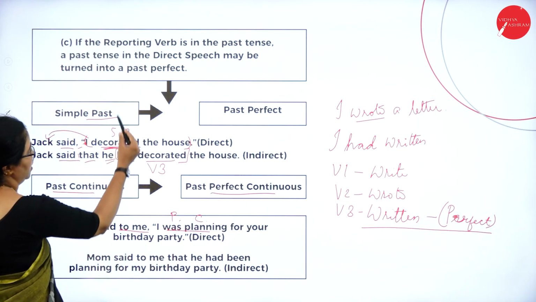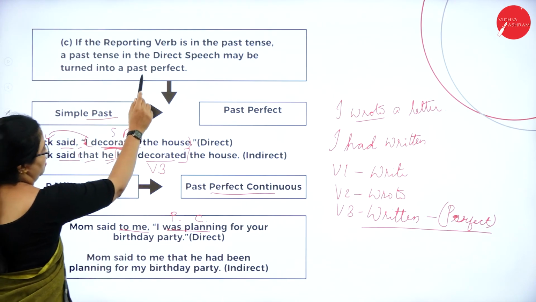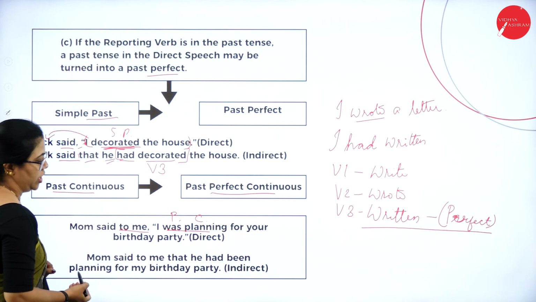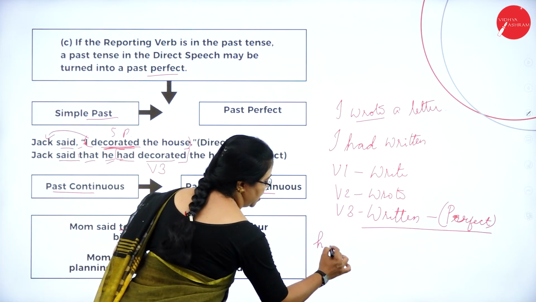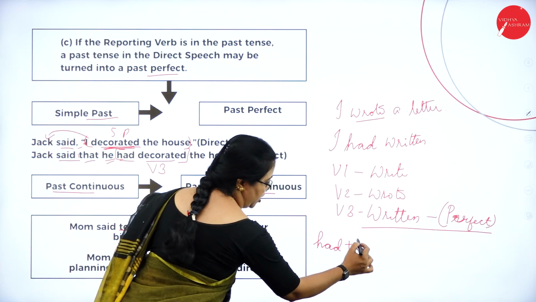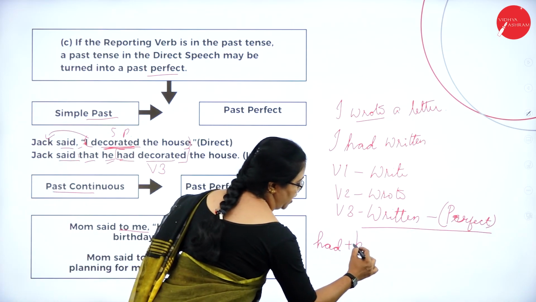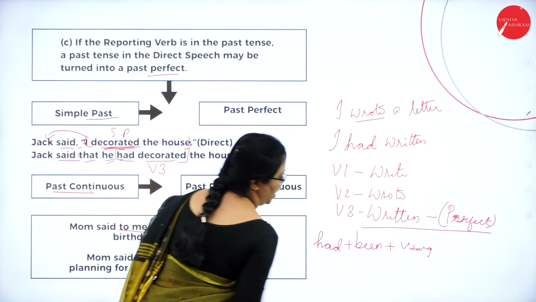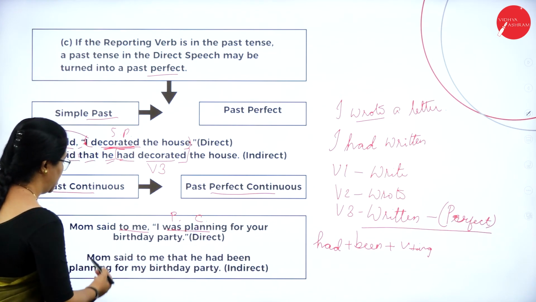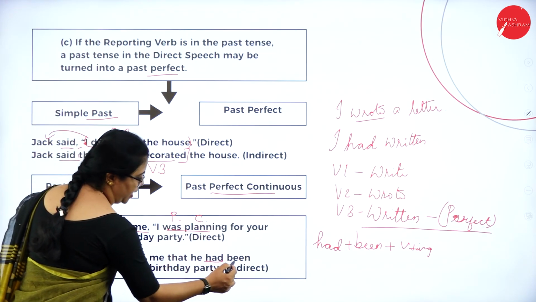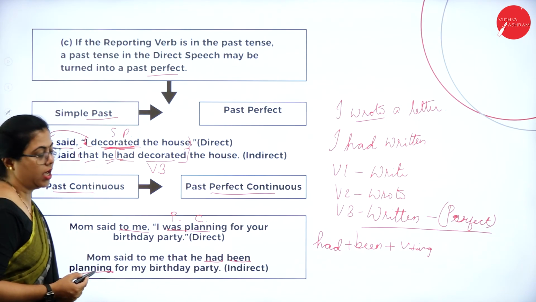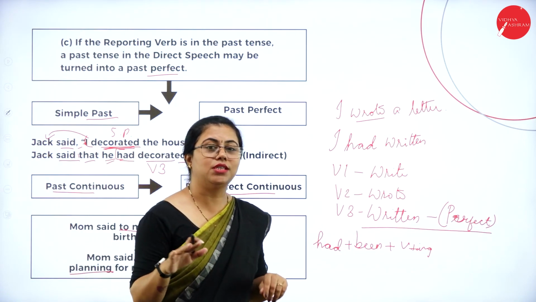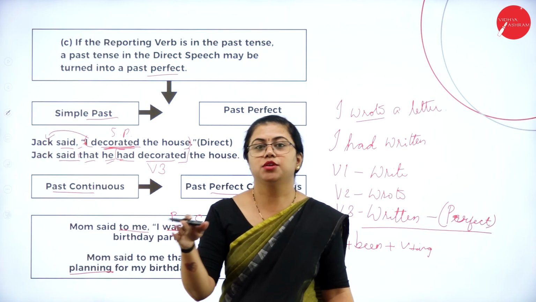So because you are changing it, whatever is there in past tense will change to perfect tenses. You need to add perfect tense over there. So how do you do it? Was planning will change to past perfect continuous. The form is had plus been. You need to add been, then the verb in ing form. This is the structure of past perfect continuous. So here, mom said to me that she had been planning. So here had been and the verb in the form of ing. So this is how you change from past continuous to past perfect continuous.